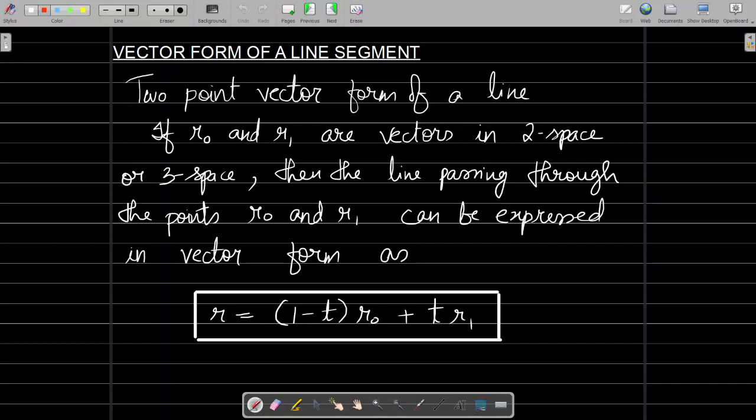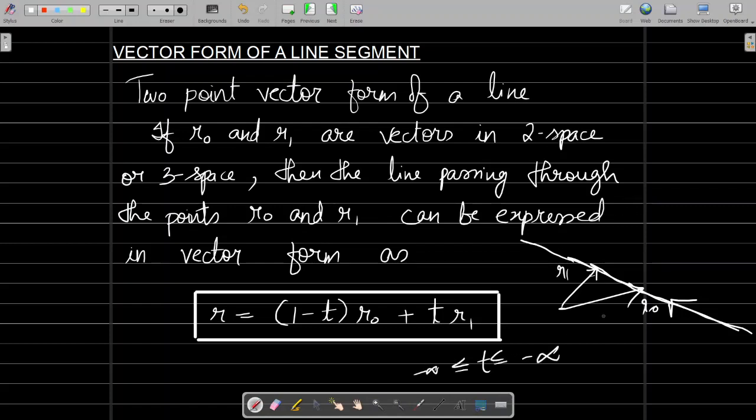So if r0 and r1 are vectors in 2-space or 3-space, then the line passing through the points r0 and r1 can be expressed in vector form as r equal to (1 minus t) times r0 plus t times r1. That is, suppose you have two vectors, say this is r0, and another vector, say this is r1, then the line joining these two endpoints will be given by r equal to (1 minus t) times r0 plus t times r1, where t varies from minus infinity to infinity.